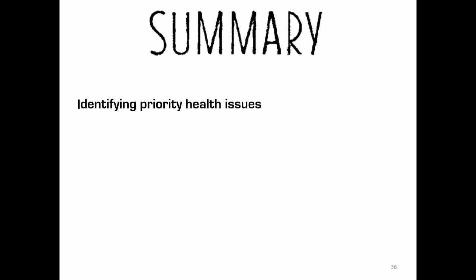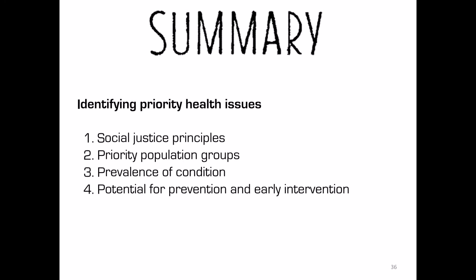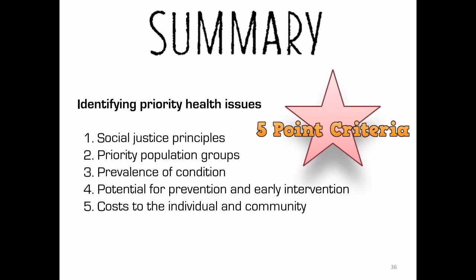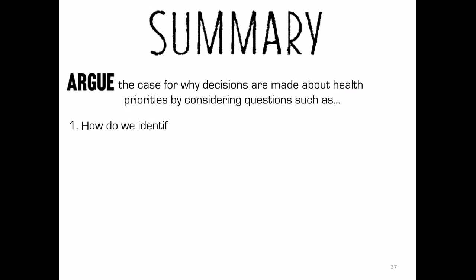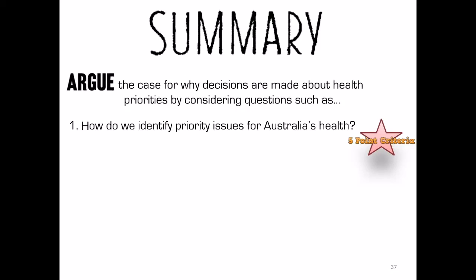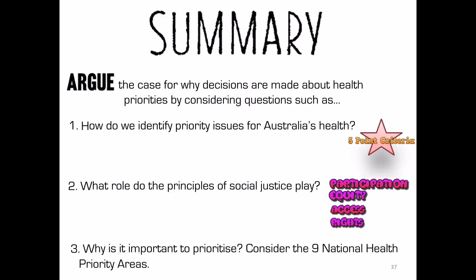Now, a quick summary. It's important that you understand that there are five factors in identifying priority health issues, and this is part of the five-point criteria that was discussed within this presentation. You also need to be able to argue the case for why decisions are made about health priorities and consider questions such as, how do we identify priority health issues for Australia's health? Again, the five-point criteria is there to help you understand the how. And what role do the principles of social justice play: participation, equity, access, and rights? And then finally, why is it important to prioritise? And consider the nine national health priority areas and why they are priorities.